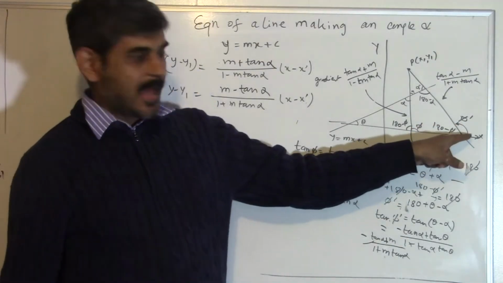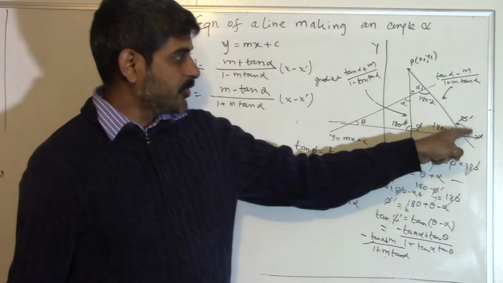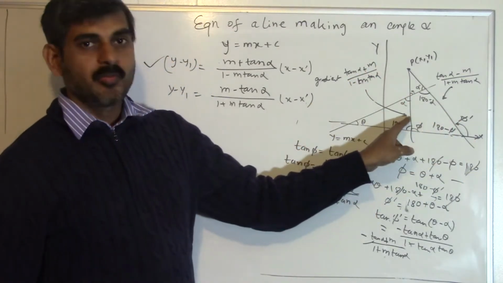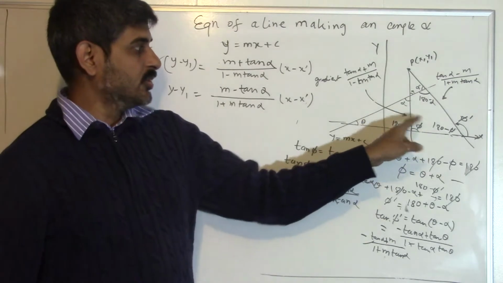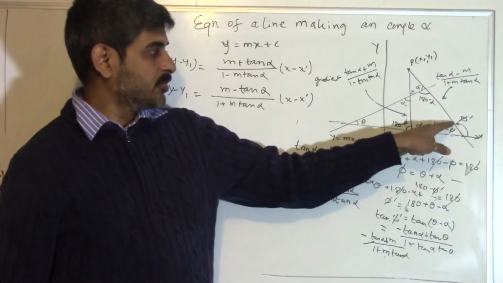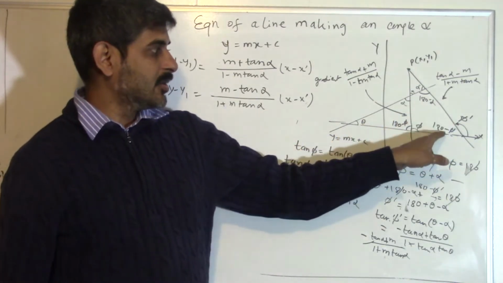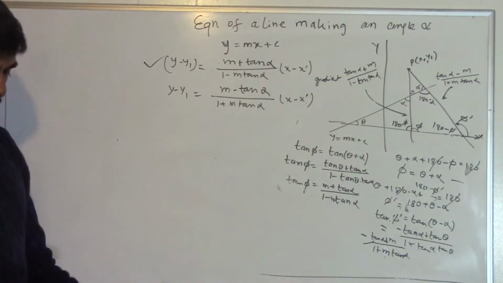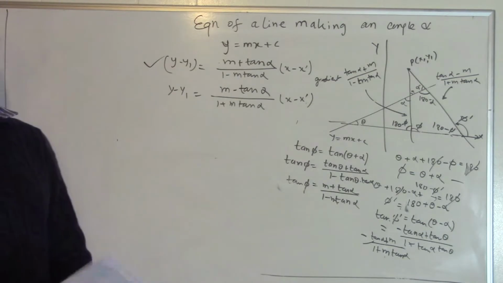We need to see the angle of this line from the positive x-axis. Like in this one, this angle is from the positive x-axis. So this result was good, but this result was not good because we had taken the angle earlier from the negative x-axis. So you need to make sure of this.